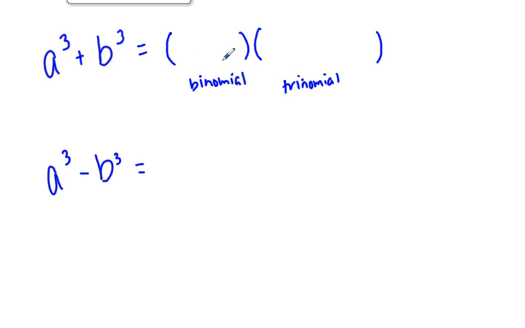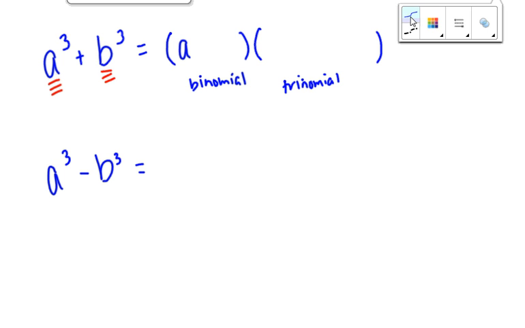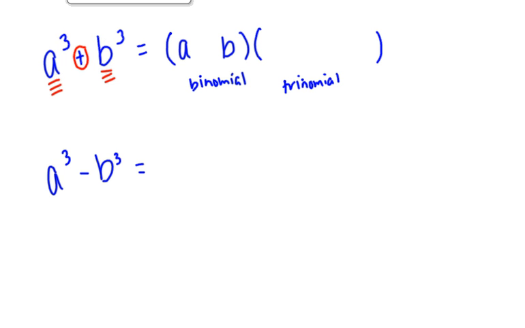Starting off with my binomial, I'm going to look at the first number that I was given, in this case a to the third power. I want to take the cubed root. So the cubed root of a to the third is just a. Likewise, I'm going to take the cubed root of my second value. So the cubed root of b cubed is just b. And I'm going to copy the sign from the original problem into my binomial.